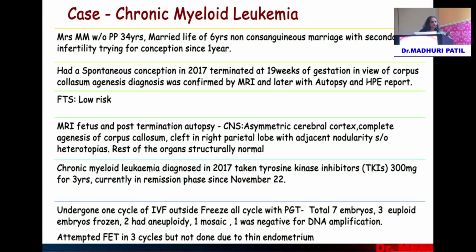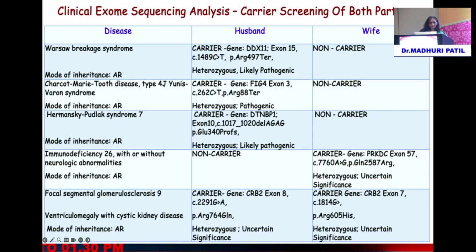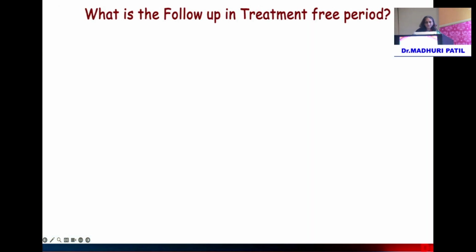So before she came to me, she had undergone IVF outside, and they had done a freeze-all cycle with PGT. They had a total of 7 embryos, and 3 euploid embryos were frozen. 2 had aneuploidy, 1 was mosaic, and 1 was negative for the DNA amplification. She had attempted 3 cycles of FET, but they had not done the embryo transfer because she had a thin endometrium. So they had done all the various gene sequencing in both the husband as well as the wife.